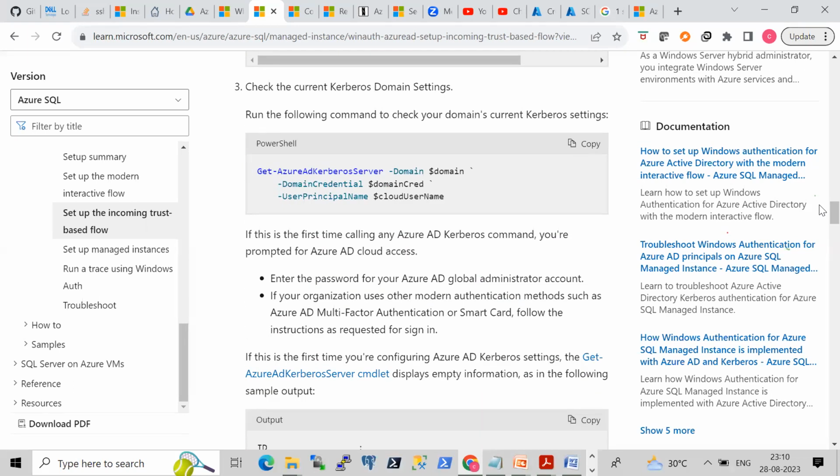Yeah, Vamsi, this is Windows authentication in MI. It is a new feature after 2020. No, it's a new feature. They started supporting it probably from October last year.